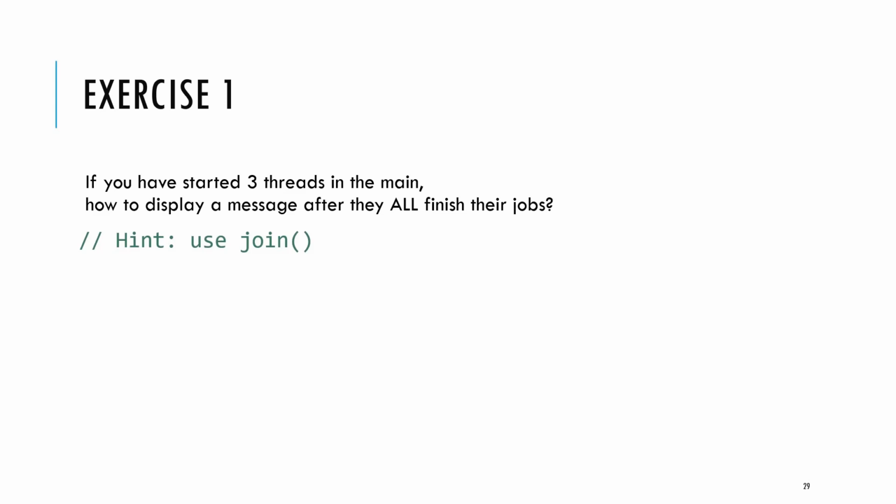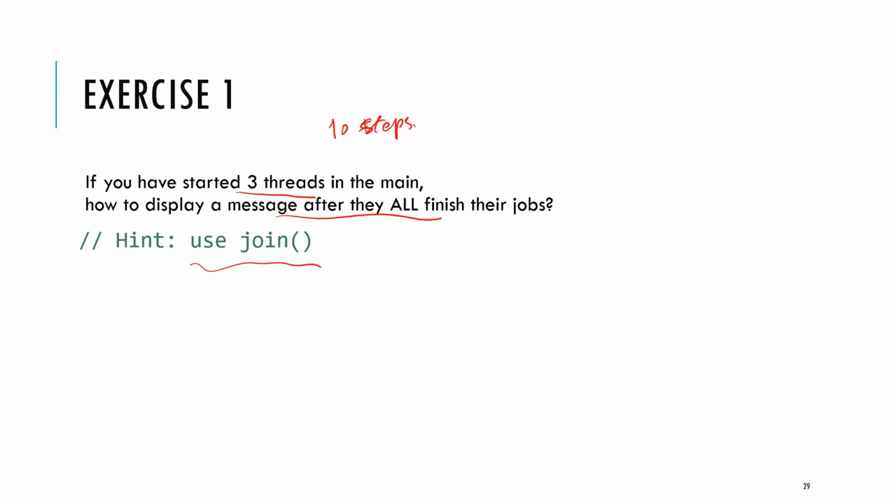So in the first exercise, you're asked to create three different threads in the main program and have them do something for you. Let's say do 10 different steps each, 10 steps of a certain task, and then display a message after all of them finish their jobs. So to this end, you would use join.